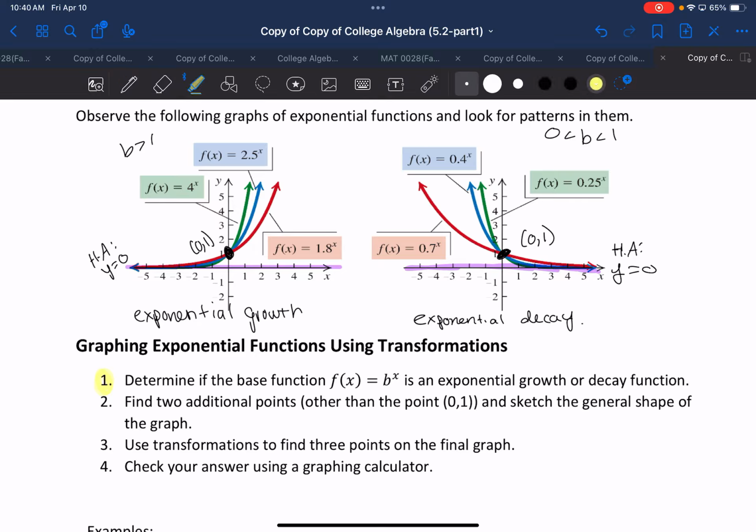And then step 2 is to find 2 additional points other than the point (0, 1), because we know that would be on our base graph. And we're going to sketch the general shape of that graph. And then we will use the transformations that are presented in the function to find our 3 new points on the final graph. And then, of course, we can always check our work with a graphing calculator.